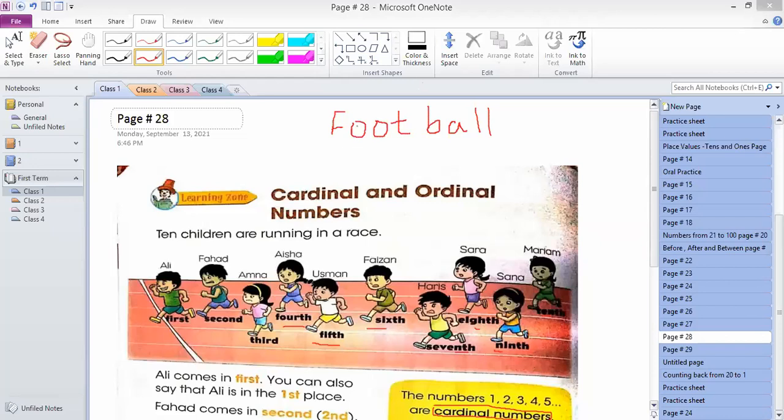Very good. Now I'll tell you an example of both cardinal number and ordinal number here in football. So please tell me, how many alphabets are there in football? Count the number of alphabets and tell me how many alphabets are there in football.